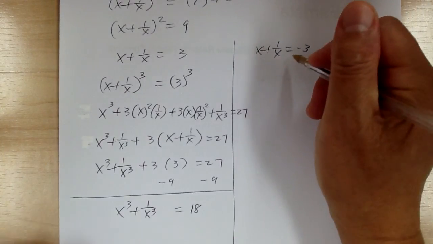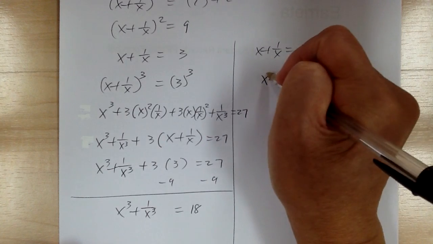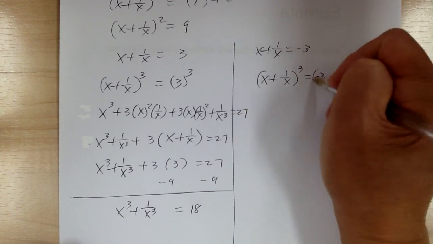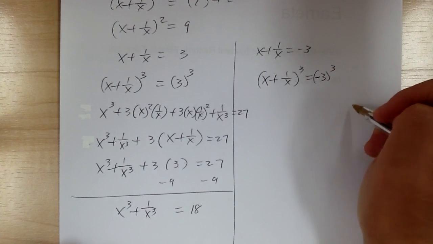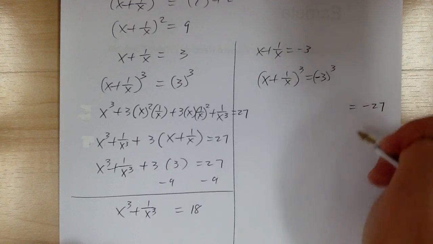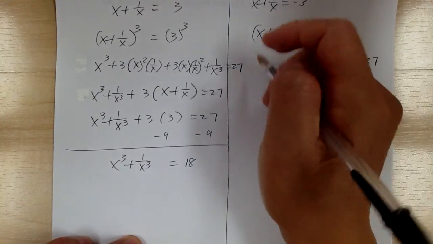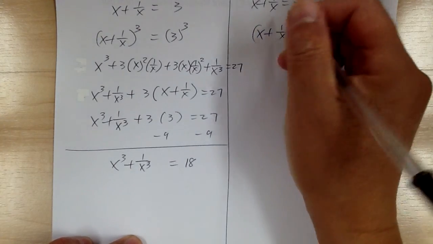Now this side, you're going to do the same thing. You're going to have 1 plus 1 over x equal to 3, negative 3. You cube both sides, and so you're going to end up with the same thing, okay? Except you're going to equal to negative 27. That's the only difference. Okay, so you're going to end up with the same thing over here. So this step is the same.